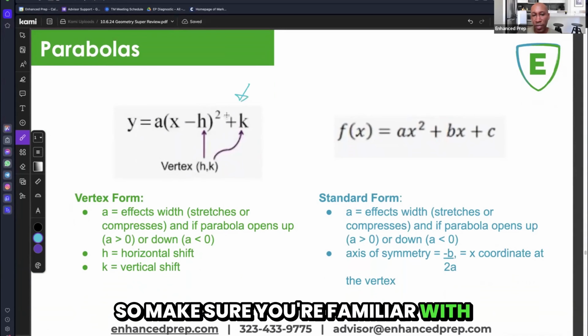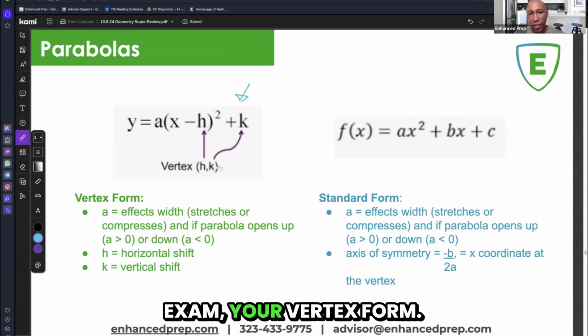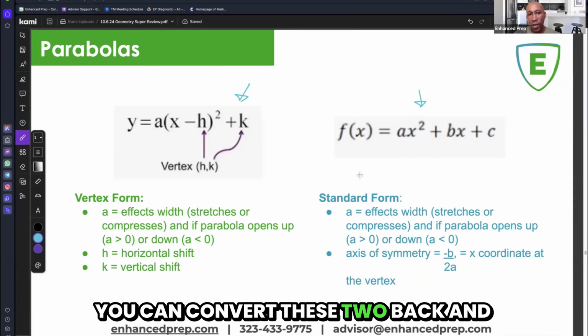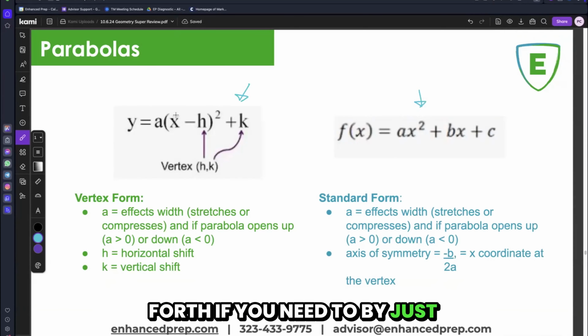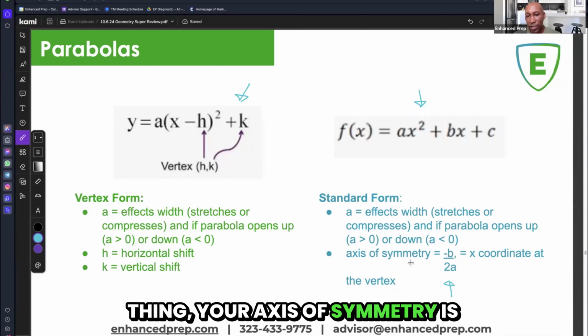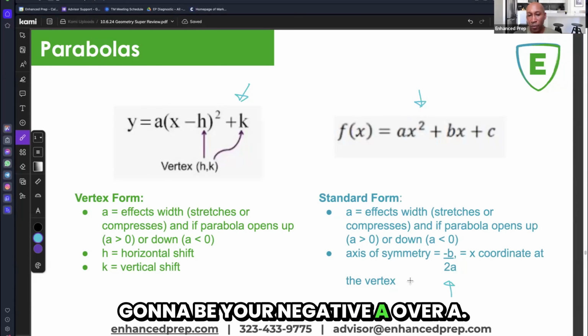So make sure you're familiar with these. They don't give you this on the exam, your vertex form. And then you also have your standard form. You can convert these two back and forth if you need to by just extrapolating out. And then just remember the biggest thing, your axis of symmetry is going to be your negative b over 2a.